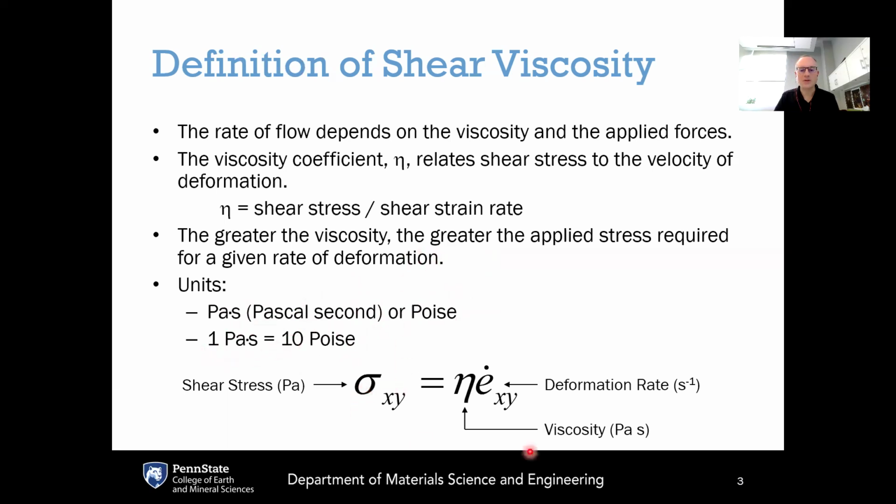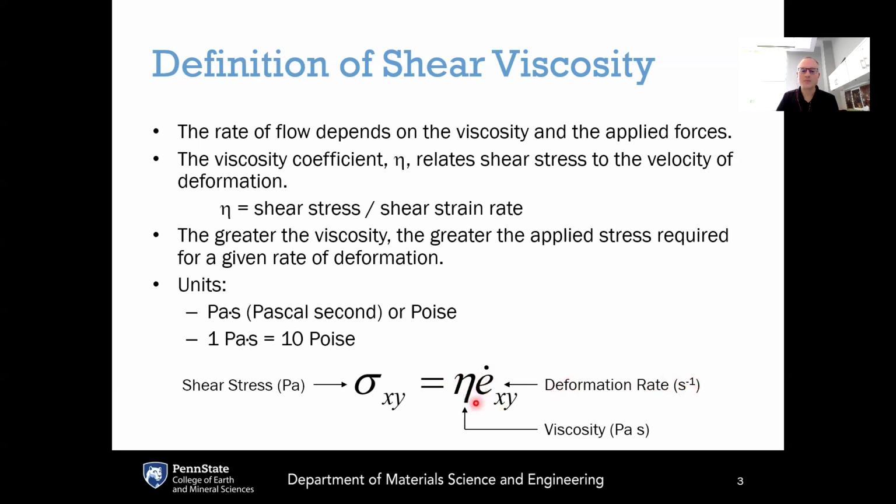Now, if we write this out in terms of an equation here, the shear stress, we know it's a shear stress because it has two subscripts here, sigma xy. So this is a shear stress or a biaxial stress. And stresses have SI units of pascals. And then this is related to the shear deformation rate, or the shear strain rate. If the shear strain here is given by e sub xy, the shear strain rate is the time derivative of that. So that is indicated by a dot on top of the e. And this shear strain rate then has units of per second, so inverse seconds.